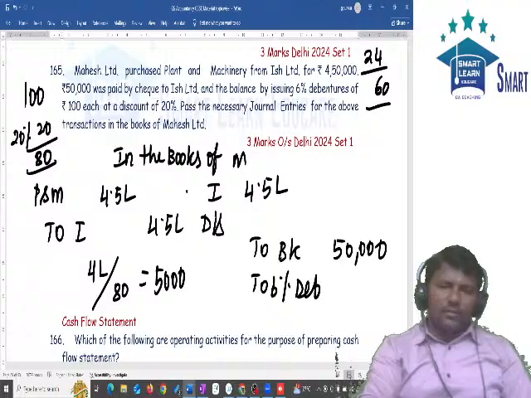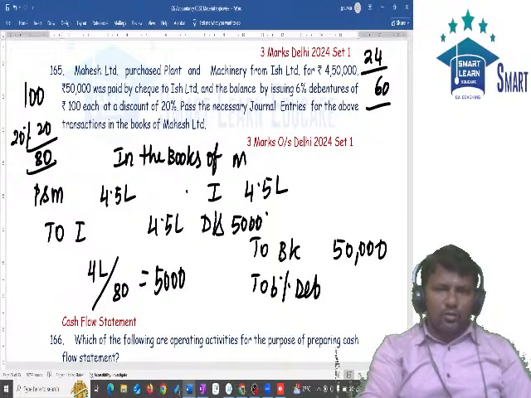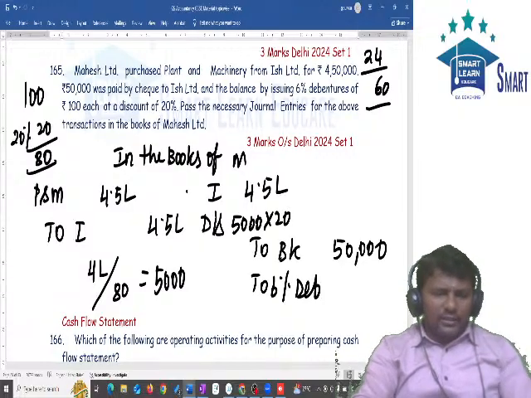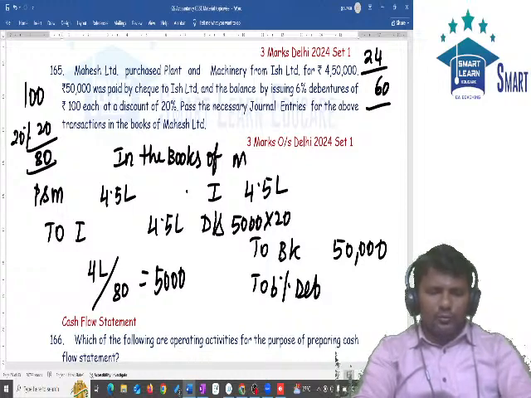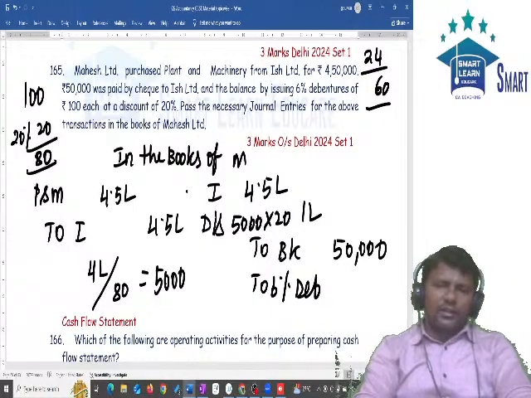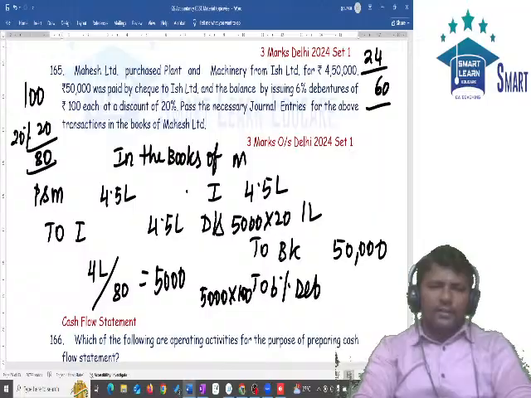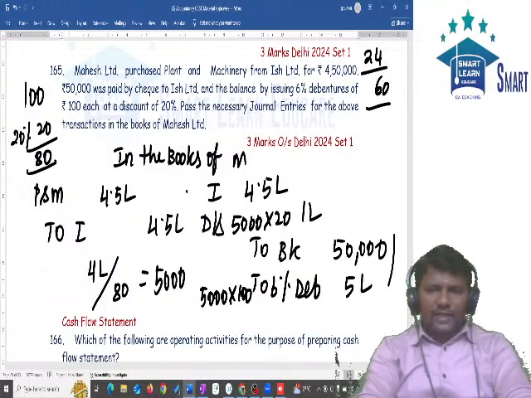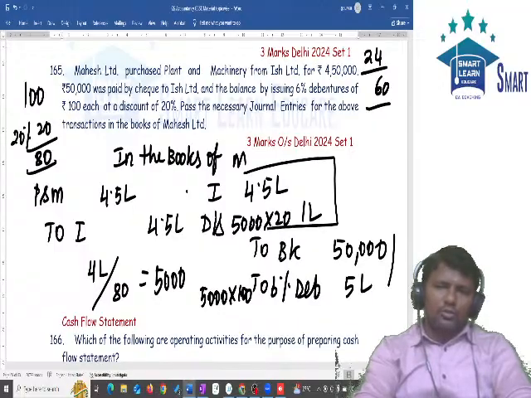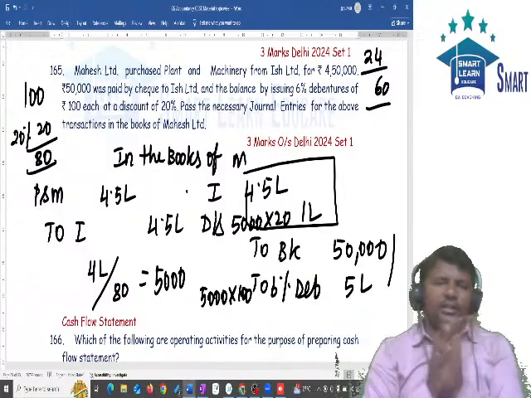So 5,000 debentures into discount of 20, 5,000 into 20 will give you 1 lakh. And debenture should be credited with face value. 5,000 into 100 will give you 5 lakh. Our credit side total is 5 lakh 50,000. Debit side total is also 5 lakh 50,000. So debit credit entries tally.